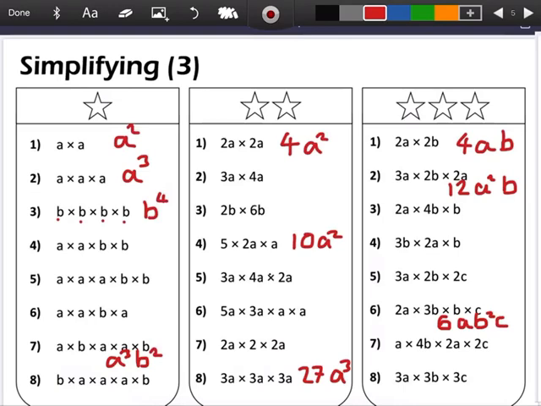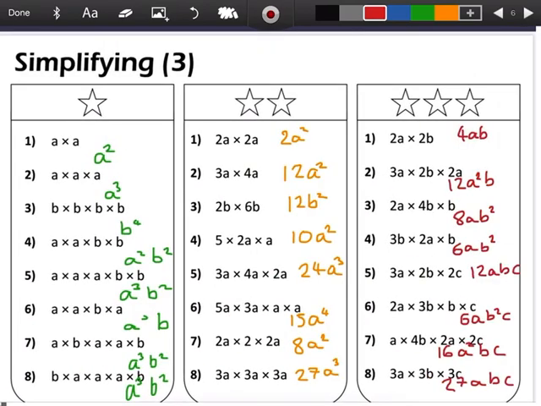Okay, so thank you for attempting those. If you want to check the rest of your answers, here they are. And please pause your video, so you can mark your work if you need to.